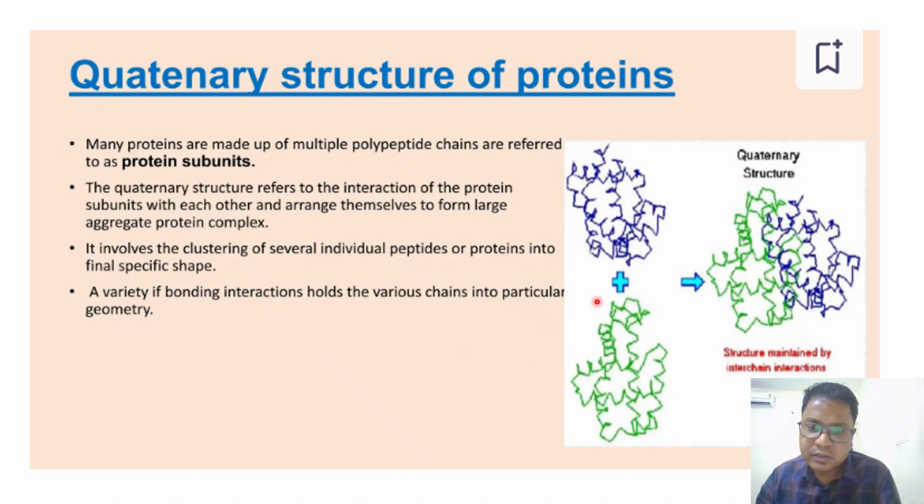So you can see this is one polypeptide chain and this is another one. Both are combining and making a very complex quaternary structure by several kinds of interaction. The common interactions are hydrogen bonding, ionic interaction, and hydrophobic interaction. All these interactions hold this structure together and make the quaternary structure.